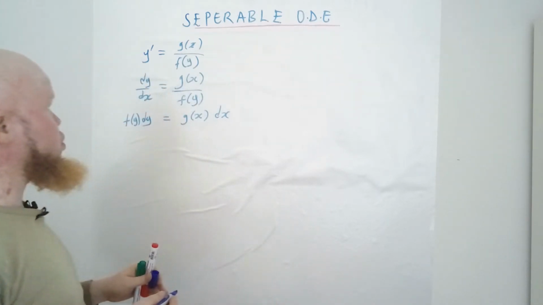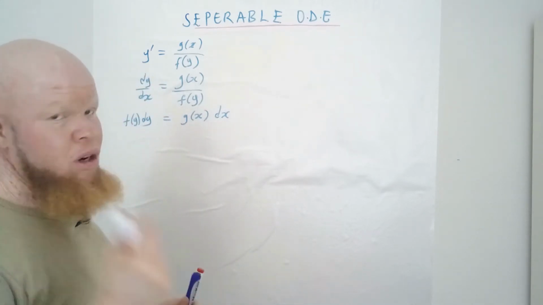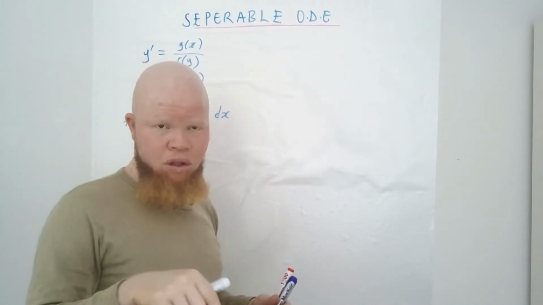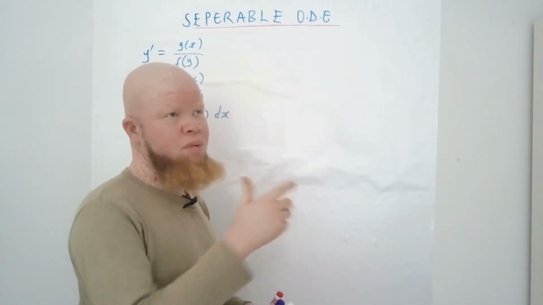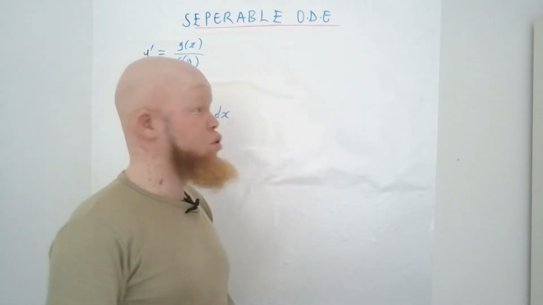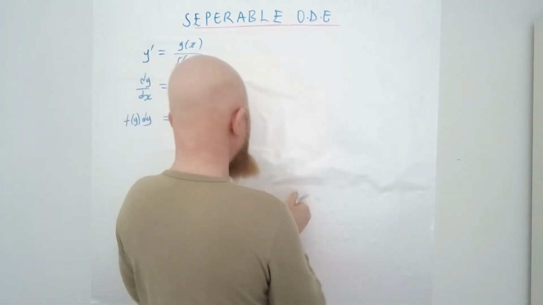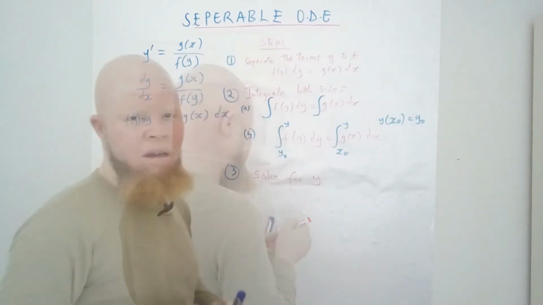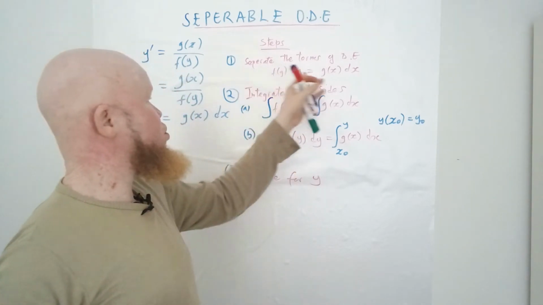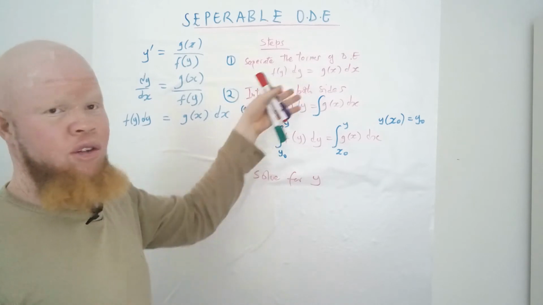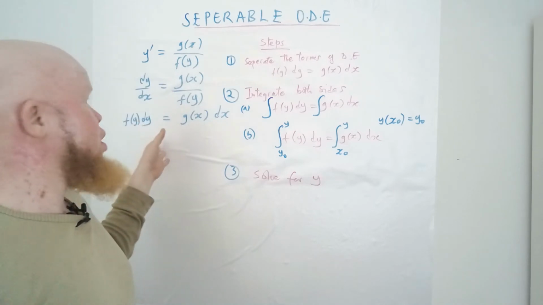Now I shall give you the steps in solving separable differential equations. We shall also solve one question and apply those steps so that you can see how we use them to eventually find the solution. So these are the steps for solving separable ordinary differential equations. The first step is you separate the differential equation in terms of f of y dy and g of x dx, as we have done here.